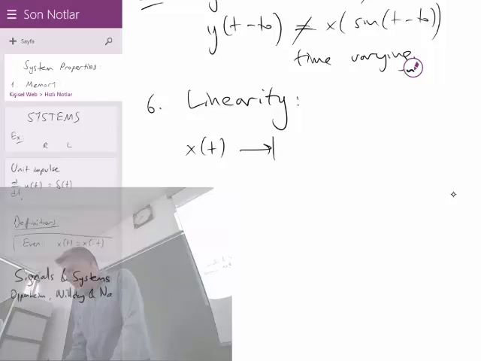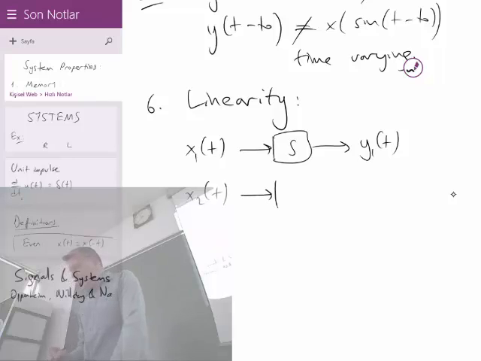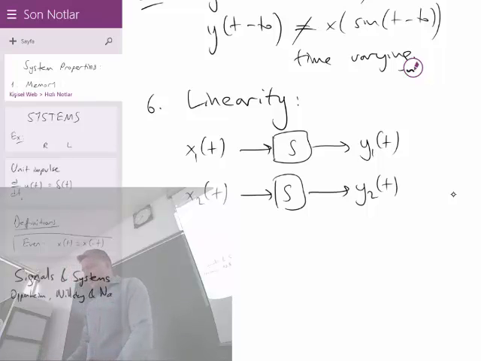Suppose that x of t goes into your system and y of t comes out. Let's call it x1 of t. When a different signal x2 of t comes in, the output is y1 of t at the output, goes into the system, and the output is this time y2 of t. Suppose you make these observations.